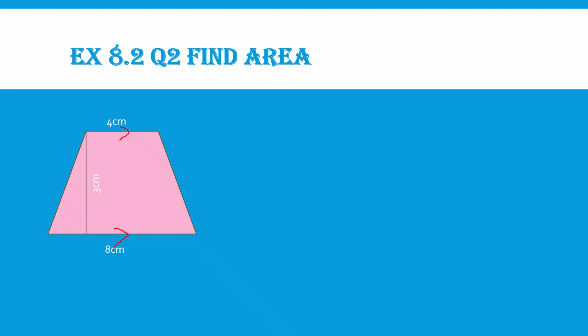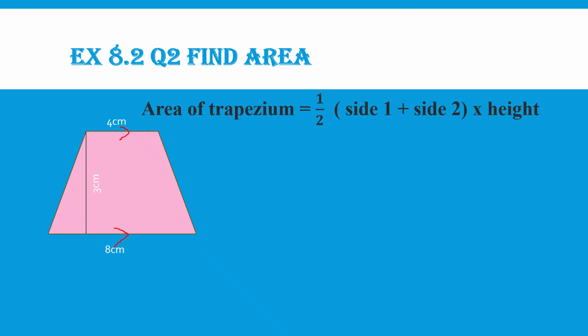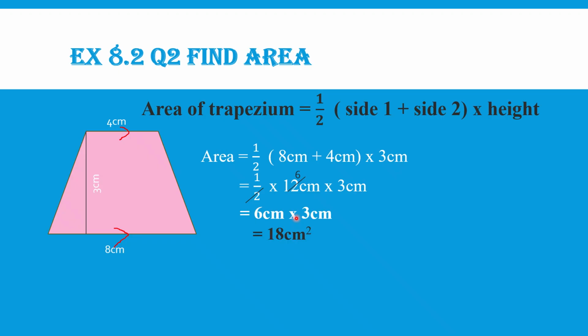So the formula for finding the area of this shape or trapezium is 1 by 2 into side 1 plus side 2 into height. Side 1 is 8 cm, side 2 is 4 cm, and height is 3 cm. Now let's put these values into the formula, and we get 1 by 2 into 8 cm plus 4 cm into 3 cm. Adding them, 8 cm and 4 cm, we get 12 cm. Now solving them, 2 into 6 is 12, and the final answer is 6 into 3 is 18 cm square.